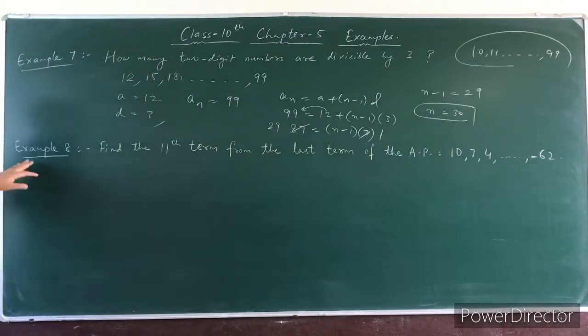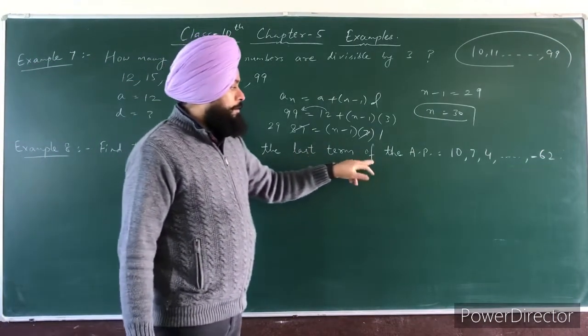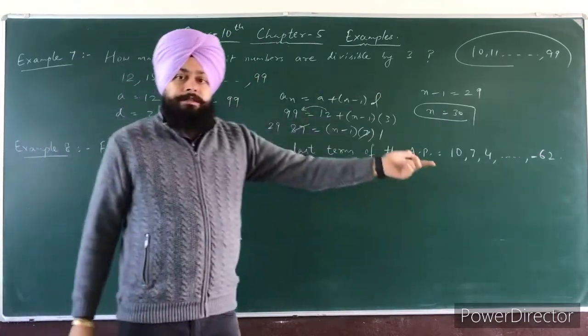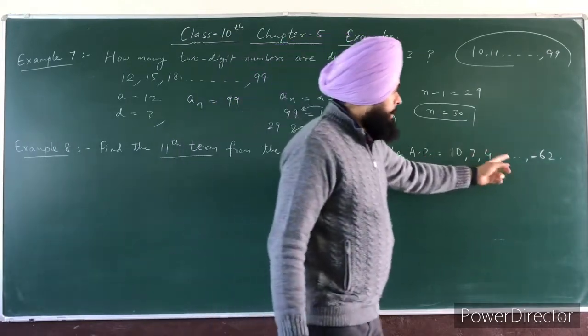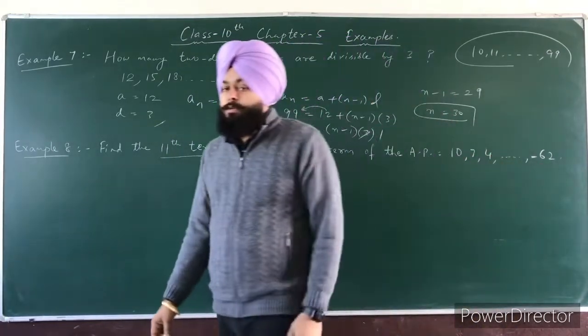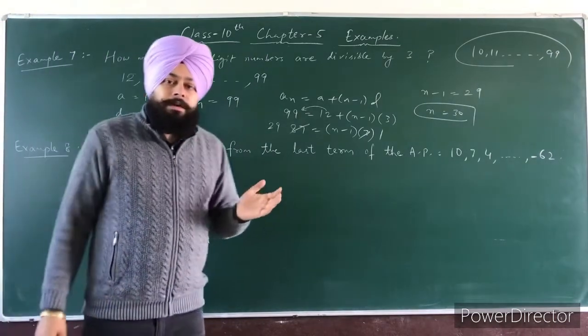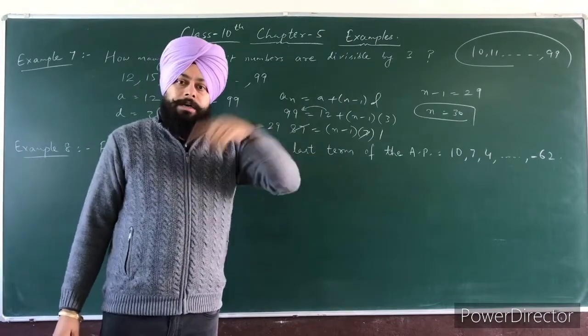Now this is the next example number 8. Find the 11th term from the last term of the AP: 10, 7, 4 and the last term is minus 62. So इन्होंने क्वेश्चन में कहा है कि आपने 11th टर्म फाइंड करनी है लास्ट टर्म से. 11th term from the last term.